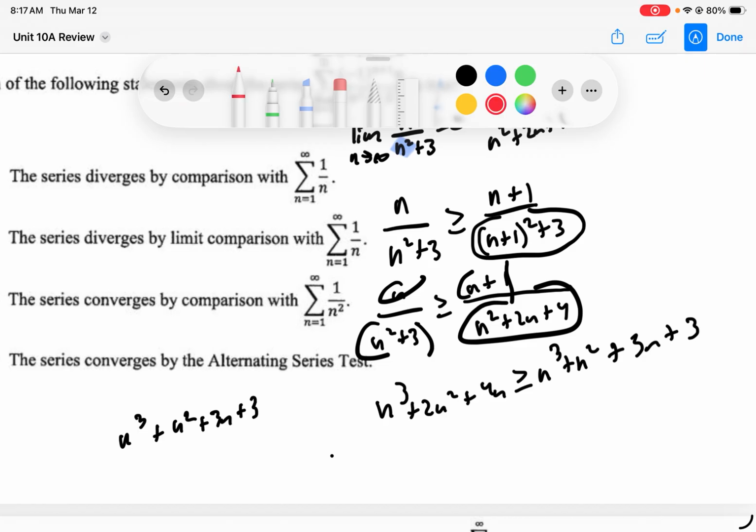So I could basically subtract the n cubes from both sides. I could subtract n squared from both sides. I could subtract 3n from both sides. Can I say that's true for every n? Well, if n was 1, no, I can't say that. So the same problem's happening.